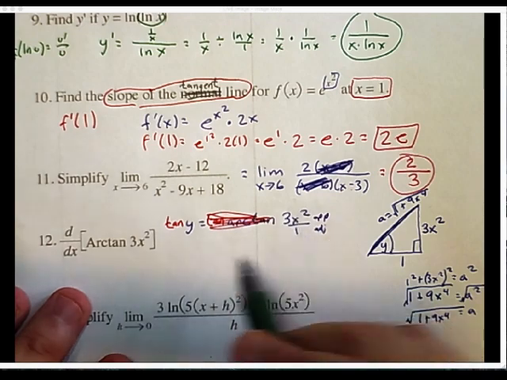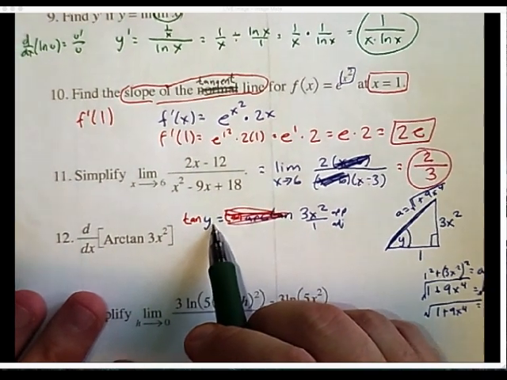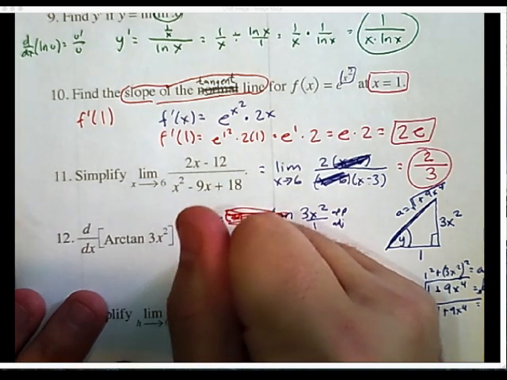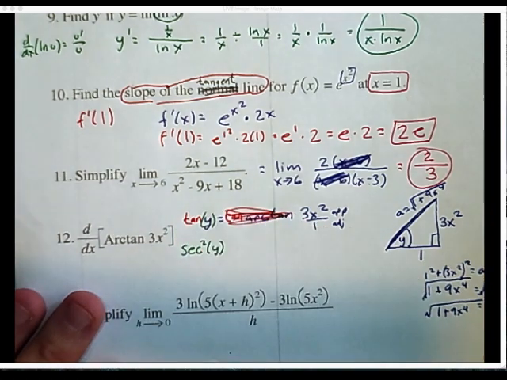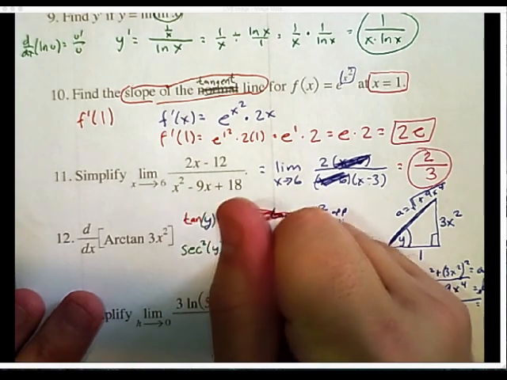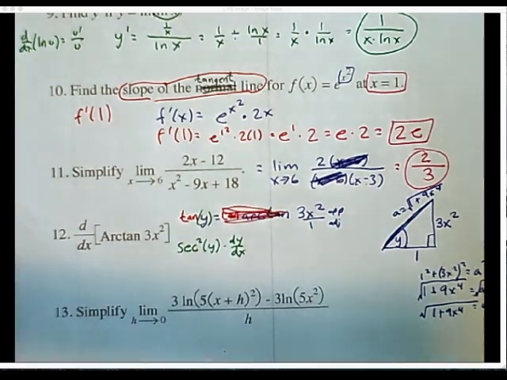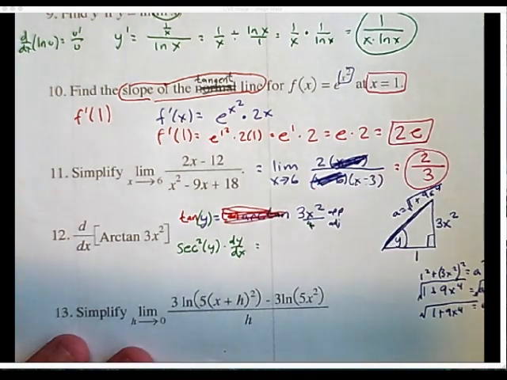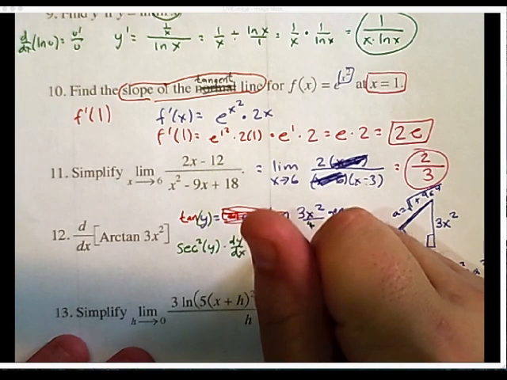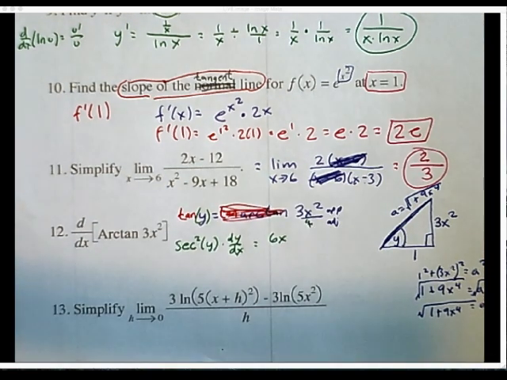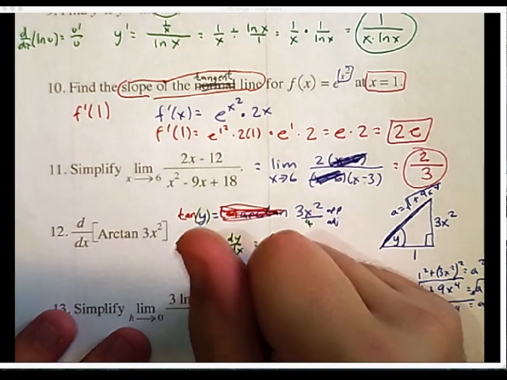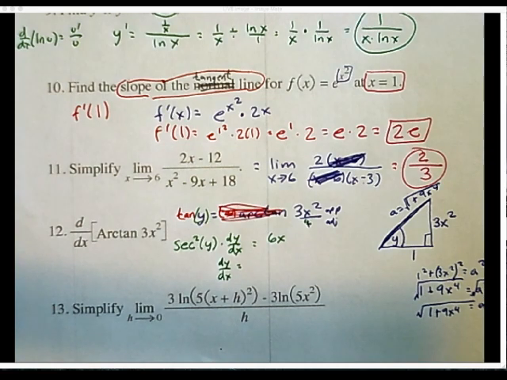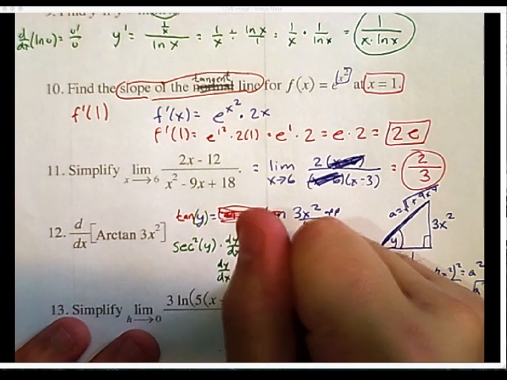Now, how do I take the derivative of this? I have to use implicit differentiation. So tangent of y, derivative of tan is secant squared. We leave the inside alone, times the derivative of the inside, which we call dy dx. Over here, I have a 3x squared, so the derivative of that would simply be 6x. So to figure out dy dx, I would divide both sides by secant squared of y.